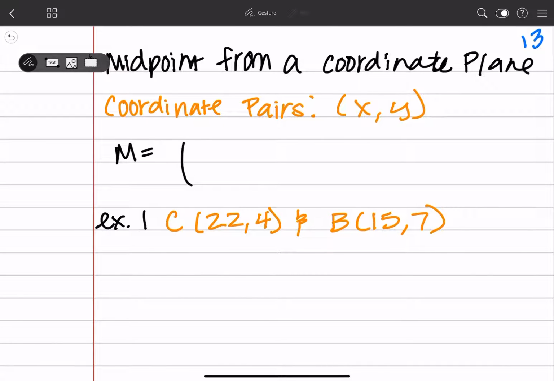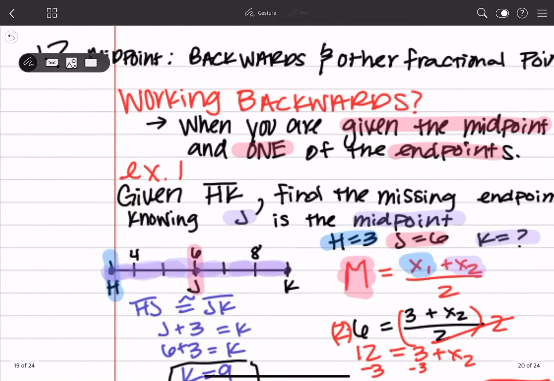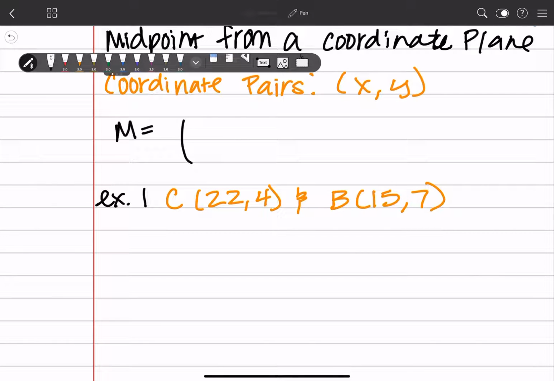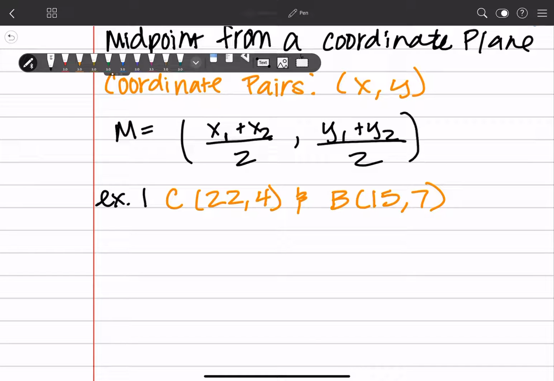A reminder, coordinate pairs, they're X, Y, you have two different pairs. Now we've been working from a number line where you only have one variable. You only have an X there. You get an X1 and an X2. So in this case, whenever you're working with a coordinate pair, your midpoint is going to be found by adding both of your X values and dividing them by 2. And you're also going to do the same with your Y values in the same order and divide them by 2.